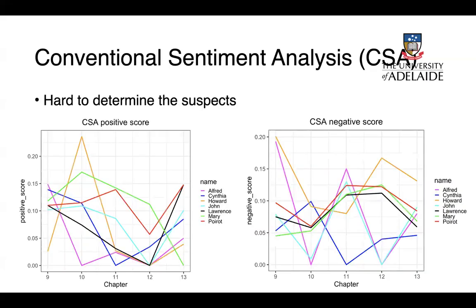And these two plots are the positive score and negative score for each character in the last 5 chapters. And we can say it's hard to determine the suspects from these two plots.